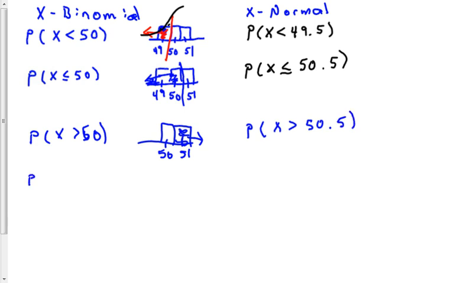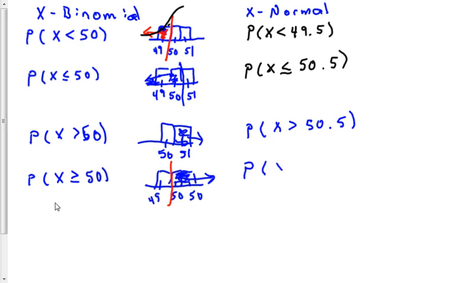And you could do greater than or equal to 50, which is like above, except the 50 is included. Halfway between the 49 and the 50. So the probability that x is greater than or equal to 49.5.